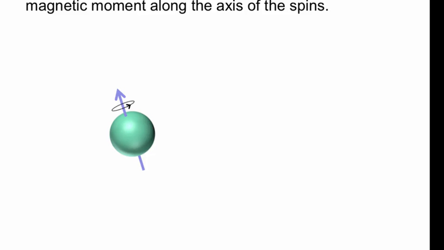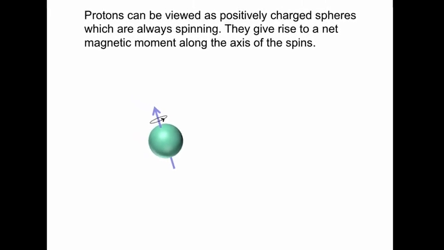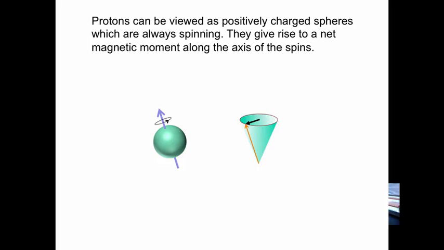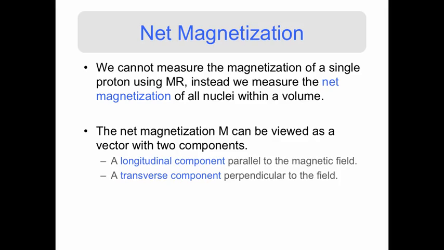Now they give rise to a net magnetic moment along the axis of the spin, so along the arrow in the figure here. And since they're spinning around, we can alternatively represent the proton in the following manner, where the cylindrical-like shape shows the trajectory of the vector across time. So while the proton spins around like a top, the direction of the magnetization moves around in its cylindrical fashion. Now, we're not able to measure the magnetization of a single proton using MR. Instead, what we measure is the net magnetization of all the nuclei within the entire volume. So in our case, all the nuclei within the slice of the brain that we're interested in looking at.